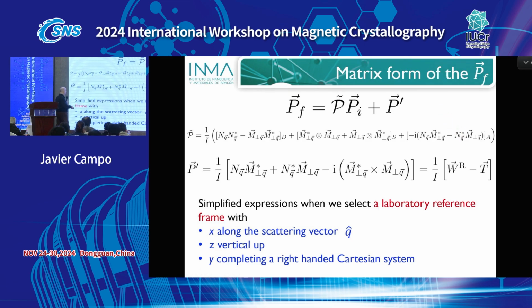And then what people usually do to simplify this vector equation is to use the Blume reference frame, and we choose x every time along the scattering vector. And then z is the vertical one, and y is the vector that completes the right-handed Cartesian system. By choosing x along the scattering vector, the magnetic interaction vector will not have an x component, because it is every time perpendicular to the scattering vector.